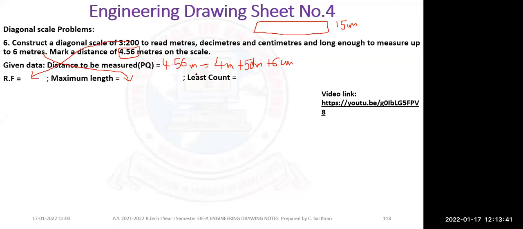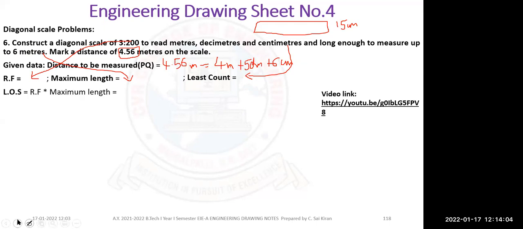What is the least count of this scale? The minimum you can measure on this scale. If you are creating this scale, what is the minimum unit? It is centimeters. So meters, decimeters, centimeters you can measure. The least you can measure is 1 centimeter. That is the least count of this scale.